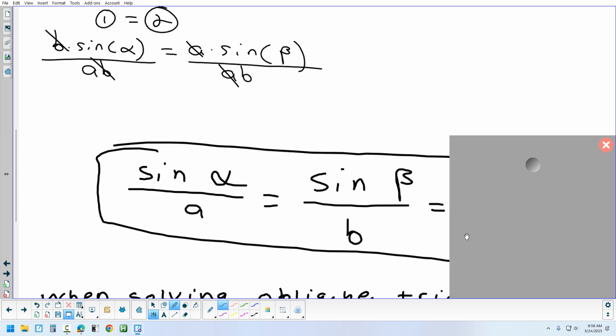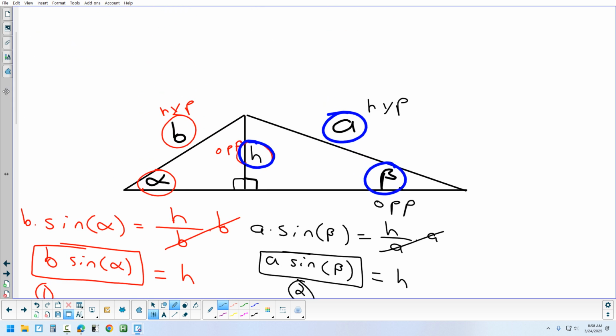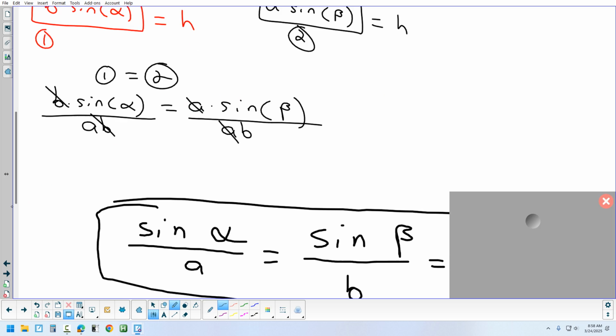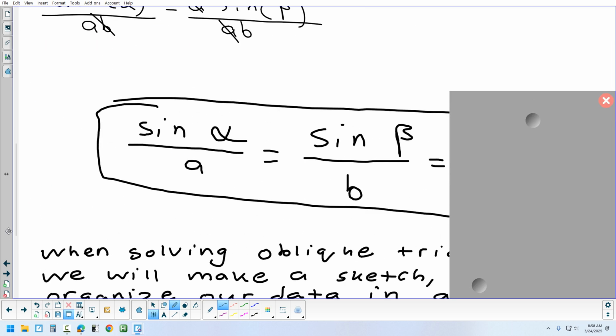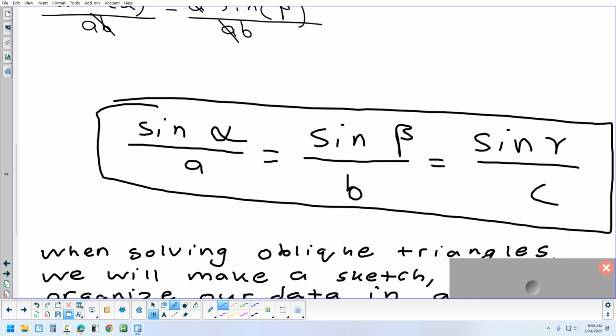You're left with that. Sine of alpha over a equals sine of beta over b. And there is one more fraction. We could prove this last fraction by going through the same thing we just did and drawing the height from a different side. Or if we recognize the pattern, we can take an educated guess what that last fraction would be. Was it sine gamma over c? Sine gamma over c. Yep.